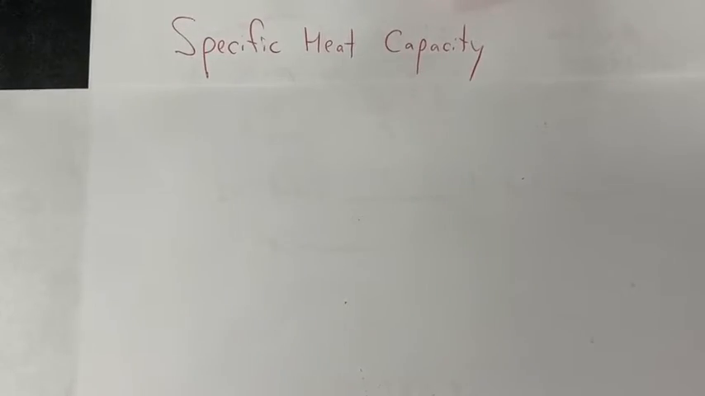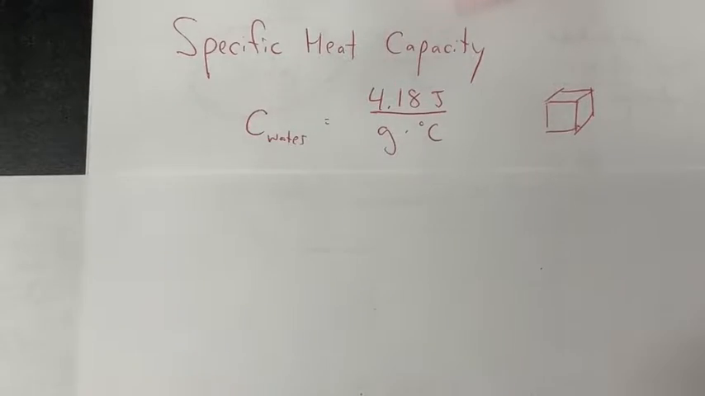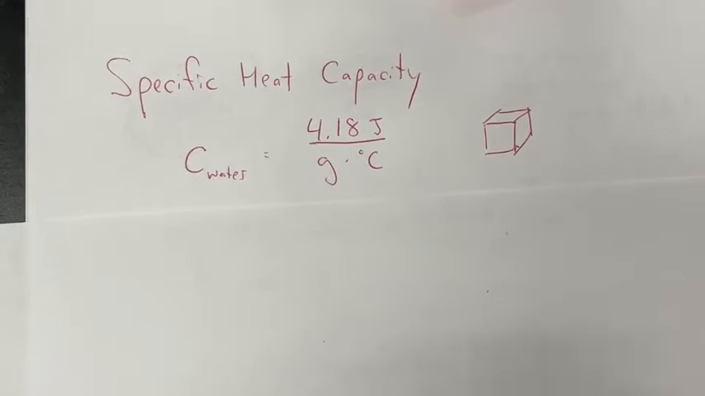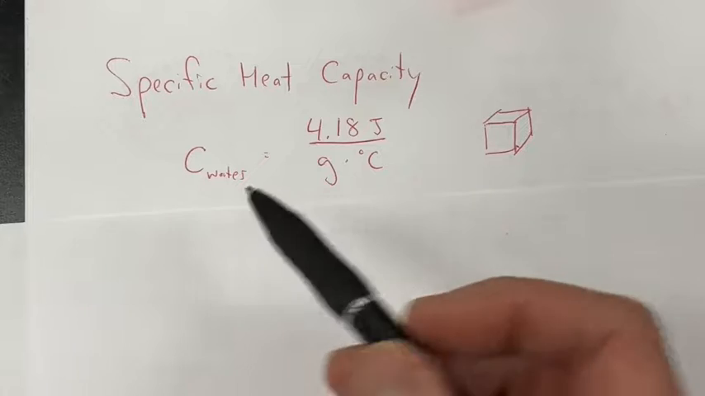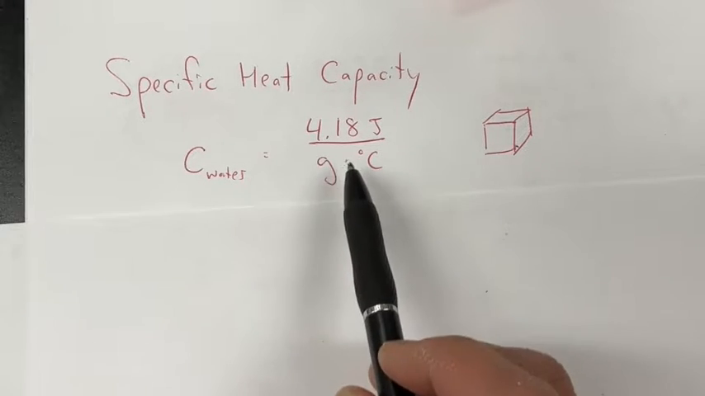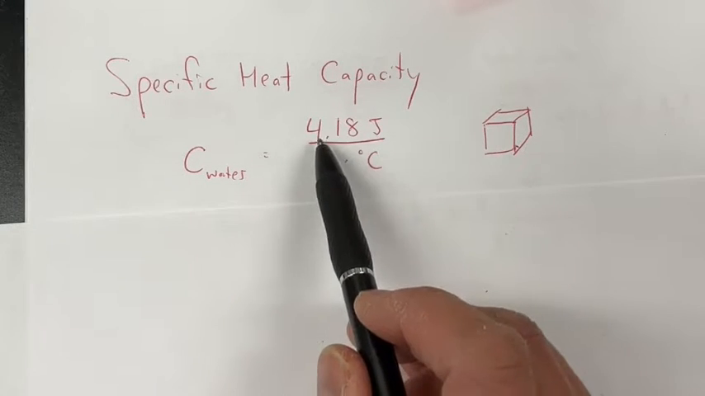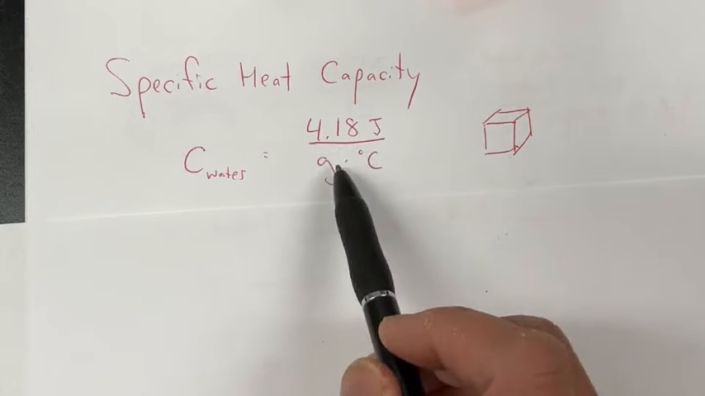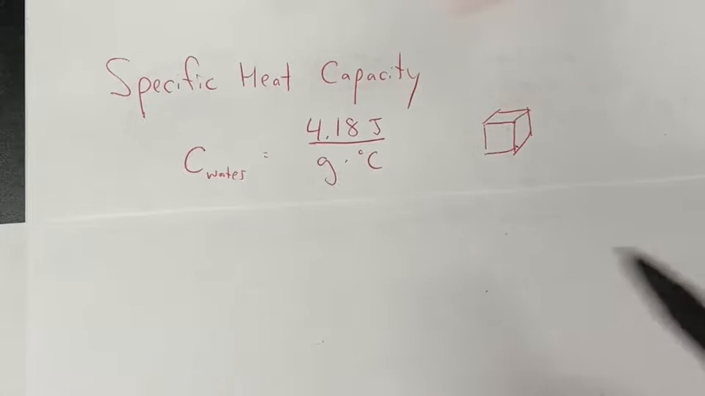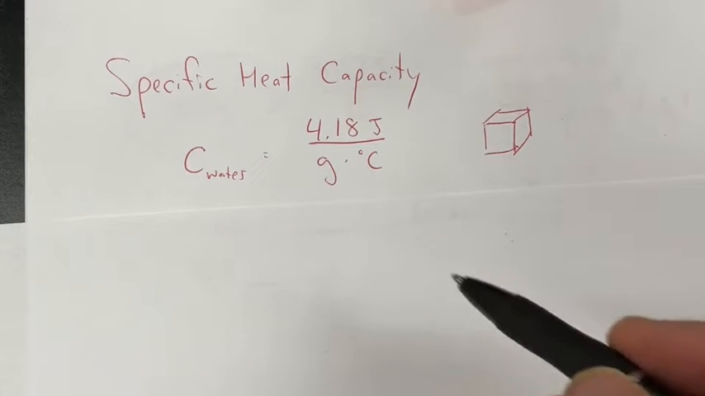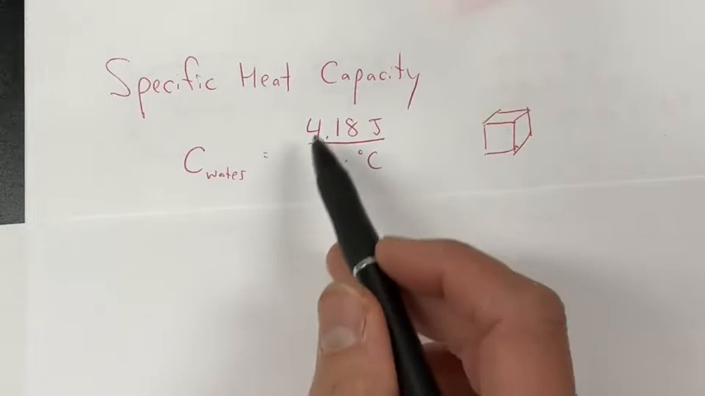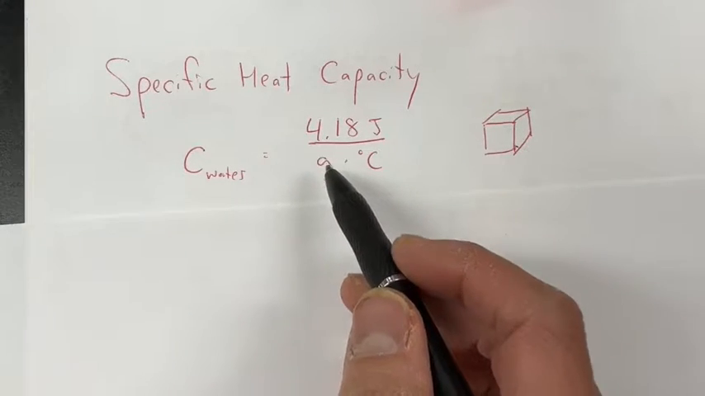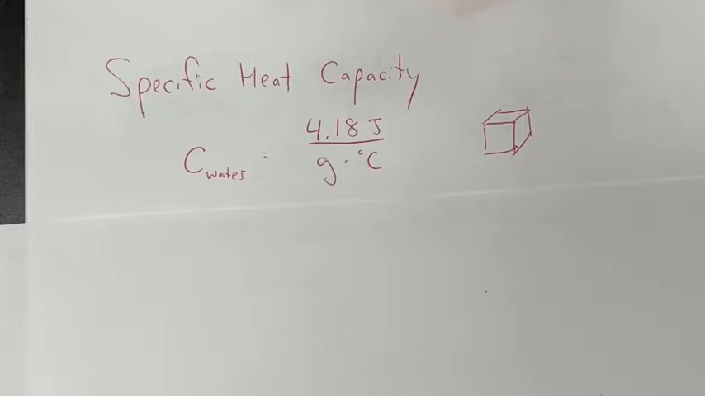So I'm going to introduce to you specific heat capacity, which looks something like this. Let's say I have water. Water is something we're familiar with, and it has a specific heat capacity of 4.18 joules per gram degree Celsius. What does that mean? Well, when we have a term like this, we want to translate it into words that we can kind of make sense out of.